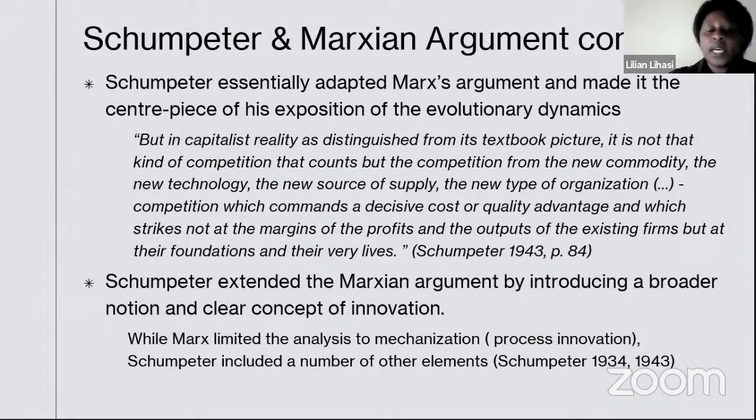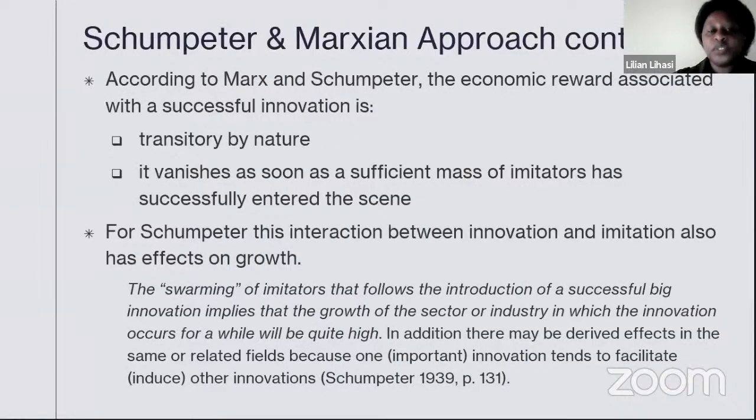He used this as the centerpiece for his exposition of the evolutionary dynamics. Many times we refer to him as a Marxist, because he extended the argument of Marxism by introducing a broader notion and clear concept of innovation. While Marx limited the analysis to mechanization, Schumpeter went beyond that. He focused on other elements, as we have talked of: new products, new methods, new issues. He was more of novelty.